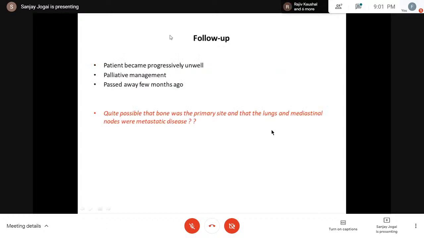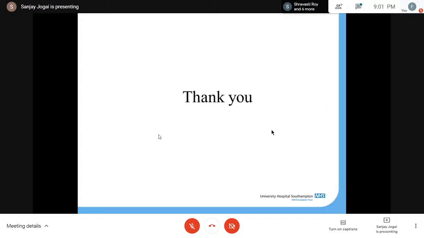Now follow-up, patient became very unwell. He had to be managed palliatively, and he passed a few months ago. Now that brings to the question, if we go back to the initial slides, there was bone disease. So was this actually a primary bone tumor which had metastasized to the lung? Who knows? And that is all.